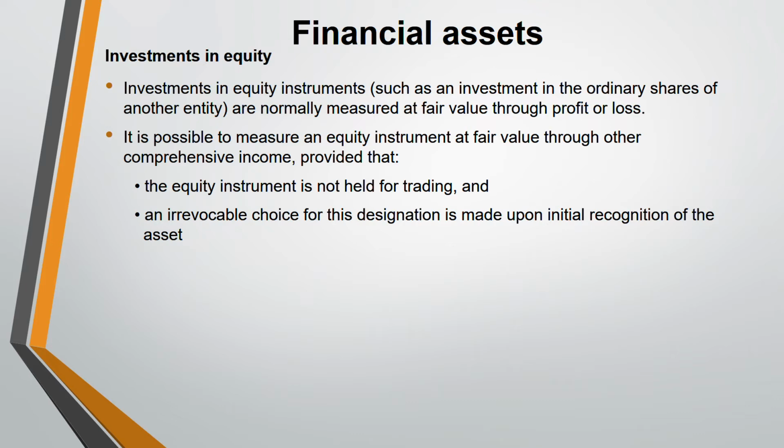And when did you make this choice? In the initial recognition of the asset, that you are going to designate this as fair value through other comprehensive income. This is for investment in equity we are talking about. Once you make that election, you cannot change it. It's irrevocable. And also it is not held for trading. In these two conditions, you can hold the equity instrument at fair value through other comprehensive income. Otherwise, it is fair value through profit and loss.